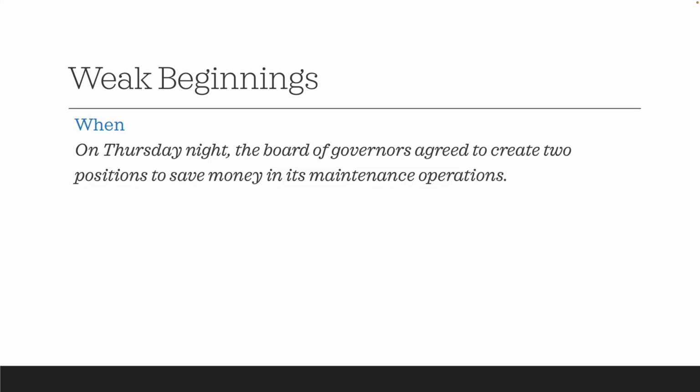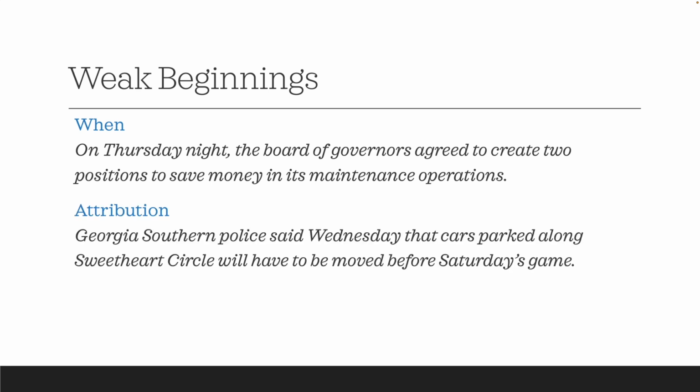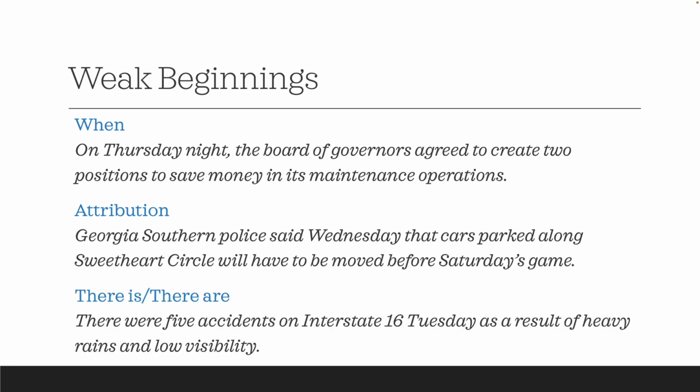On the weak beginnings, you guys know this one. Don't start with the when. We mentioned that already. Attribution, this could be just as simple as thinking about it in terms of what's the most important thing in the lead. So in this lead, the Georgia Southern Police said Wednesday that cars parked along Sweetheart Circle will have to be moved before Saturday's game. Well, the important thing is that they have to be moved, not necessarily that the police said it. I mean, yeah, it matters the police said it, because if somebody who didn't have any authority said it, we wouldn't believe it. But we want to know about the moving of the cars. So cars parked along Sweetheart Circle will have to be moved before Sunday's game, according to Georgia Southern Police, right? Which Georgia Southern Police said would make more sense.